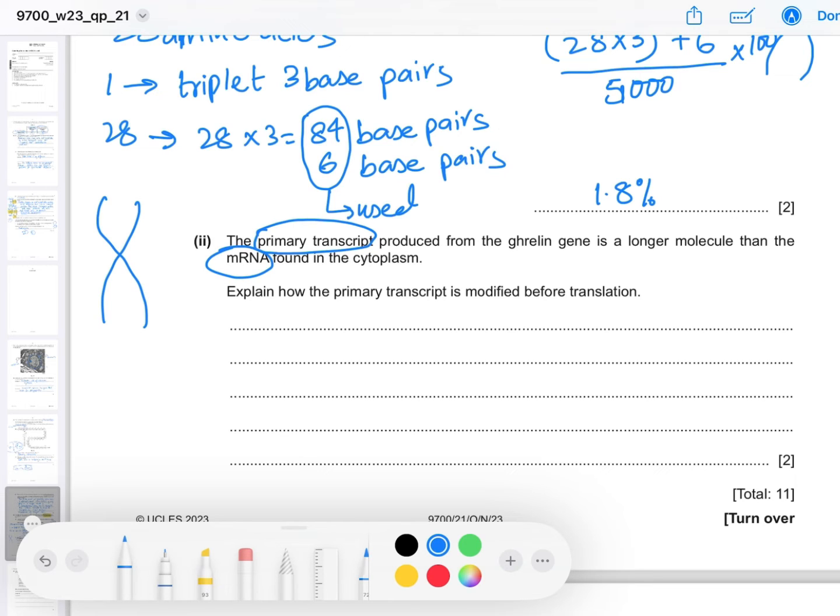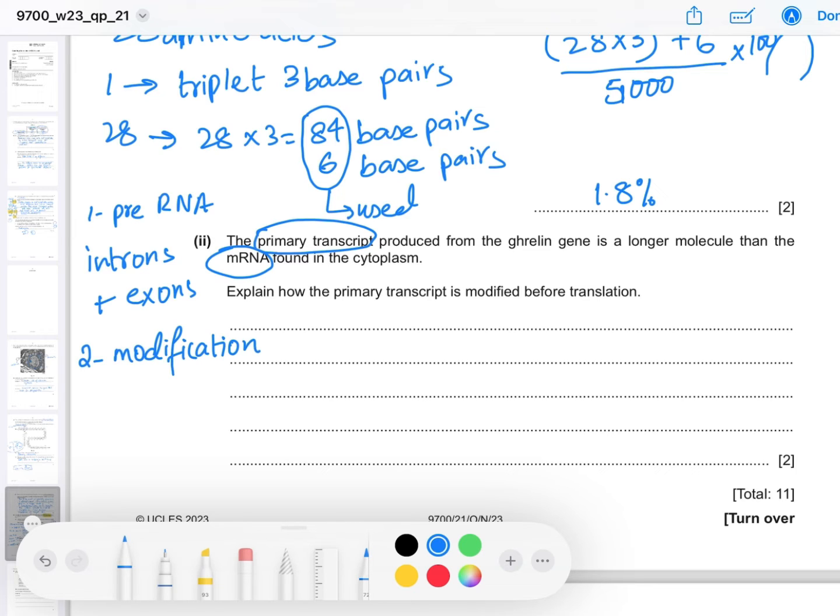The 2 steps are, let me just erase this. So the first step is pre-RNA production. In this first step, the pre-RNA that's produced will have non-coding parts, also known as introns, as well as the coding parts, known as exons. The second part of mRNA transcription is the modification, which will produce mRNA. So modification, this part will remove the introns or the non-coding parts by splicing them out and joining the exons together to produce mRNA. This process is called RNA splicing.